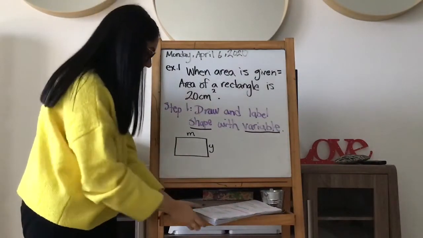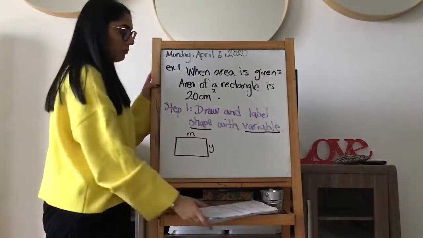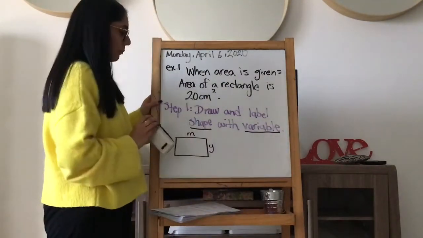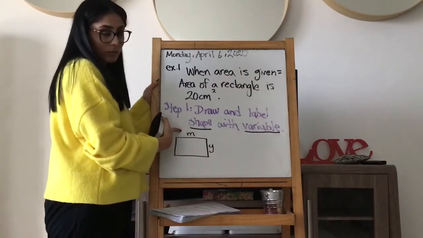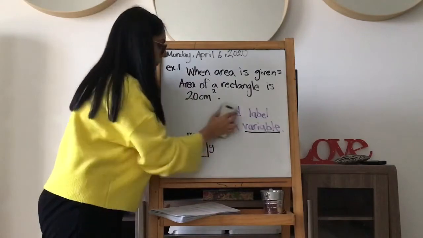Pause that, write that down, and I'm going to erase it. So step one: draw and label your shape with variables. Easy enough. I drew a rectangle and I wrote down the variables.